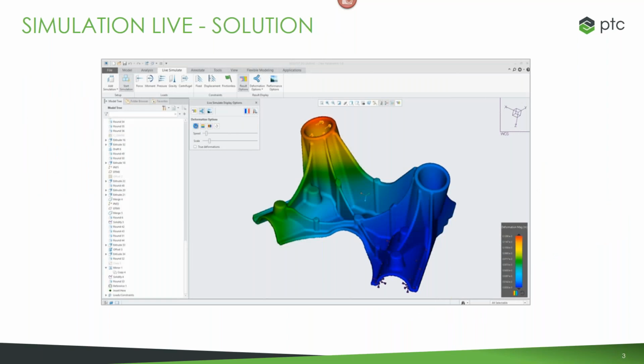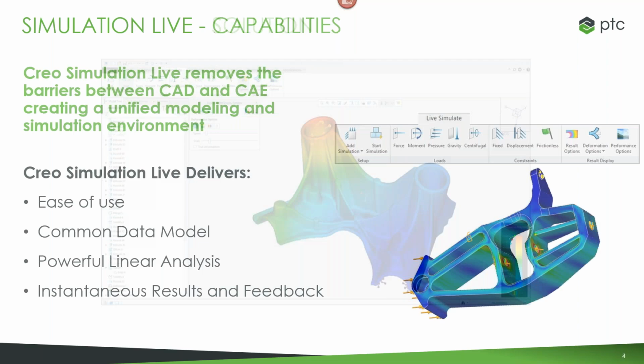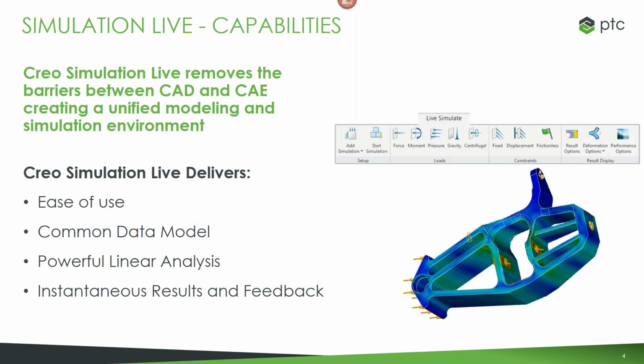So for those challenges, the solution that PTC came up with was Creo Simulation Live. Again, that is real-time simulation capabilities in a CAD environment. We worked directly with our partner ANSYS to integrate some of their technology into Creo Parametric to bridge that gap between the analysis world and the computer-aided design world. The whole goal there is to remove that barrier between the CAD and the CAE world, basically working in that unified modeling and simulation environment.